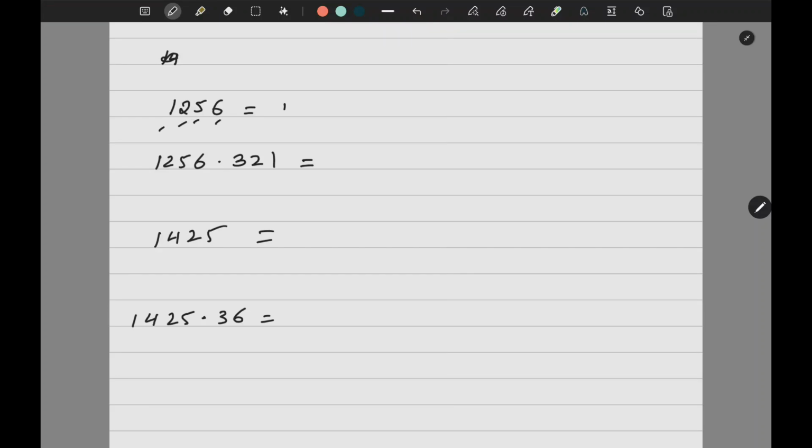So how do you write 1256? 1 into 1000, that is 10 to the power 3, plus 2 into 100, that is 10 to the power 2, plus 5 into 10 to the power 1 plus 6 into 10 to the power 0. This is how we write a number in an expanded form.